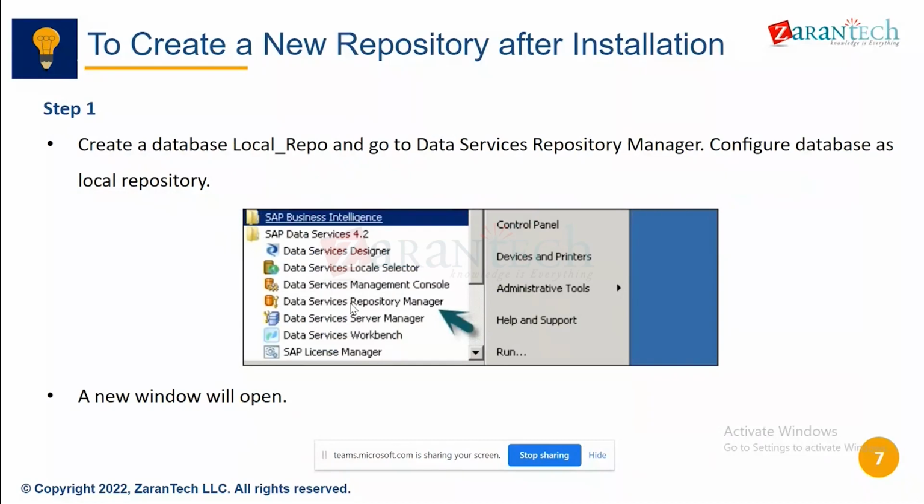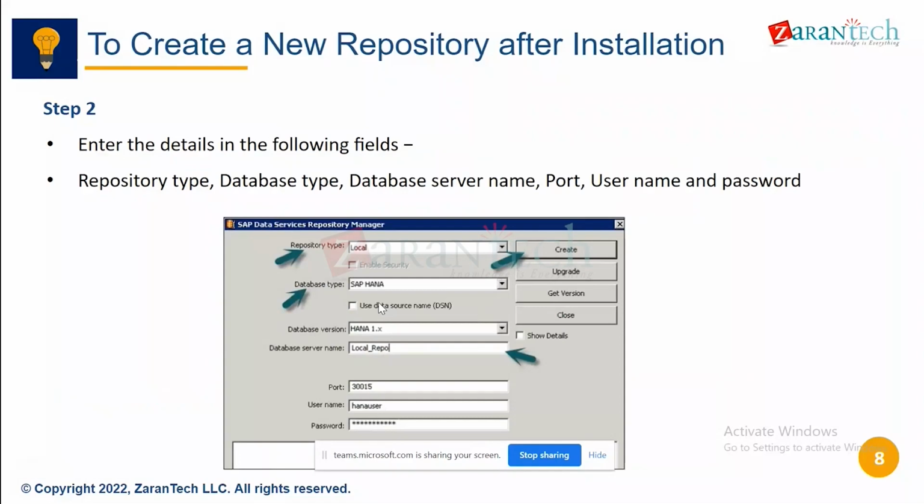If you want to create any type of repository, then we should go to this Repository Manager only. Whether you want to create a local repository, a central repository, or a profiler repository, you should choose this option. If you click on this, you will get into this window, and then you can choose whichever repository you want. This is the local repository. You can choose the type of database on which you want to configure this local repository, whether it is SAP HANA, MS SQL Server, Oracle, or whatever you want.